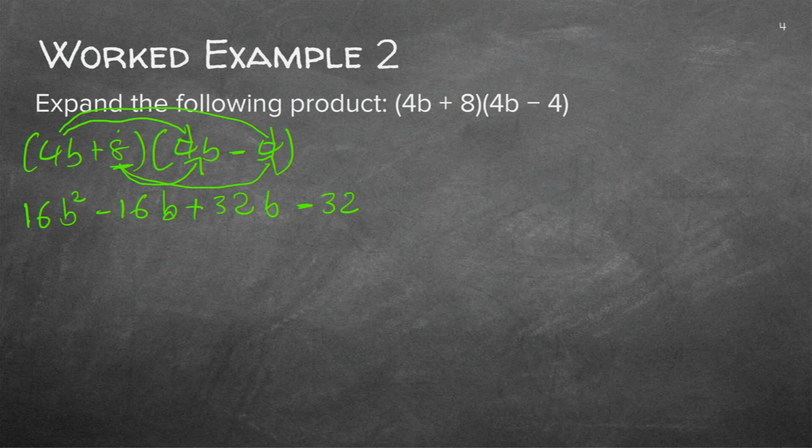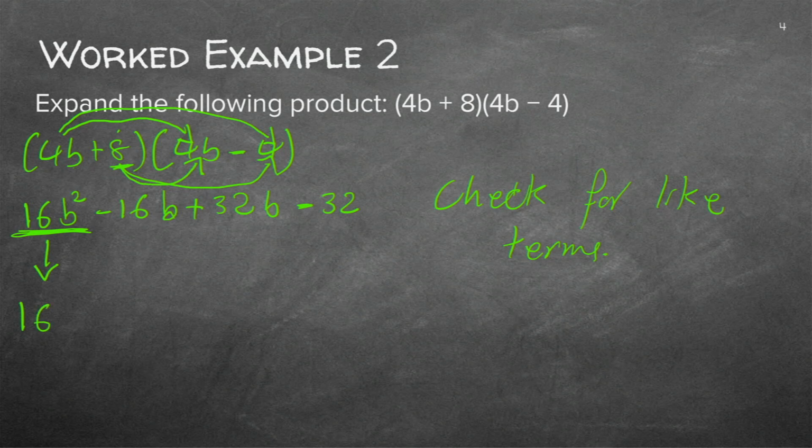However, you need to check for like terms. Always check for like terms. Okay, always. So now we check 16b squared. Do I have anything that says b squared on the line? No. So I just drop it as it is. So this is going to be 16b squared.